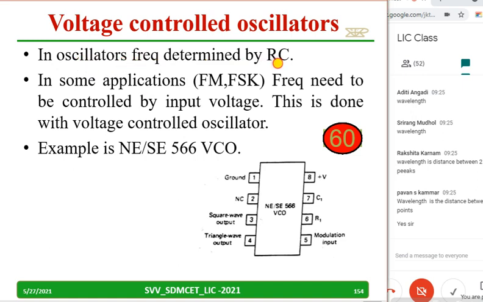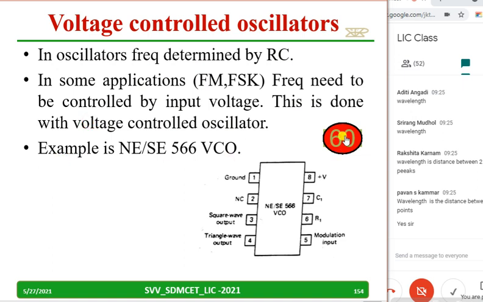Now, in oscillators, frequency is determined by the RC value, whatever we have discussed so far. In some applications, for example, just now asked, in frequency modulation, what is the FM? We have spent a little time to discuss that. There, the frequency needs to be controlled by the input voltage, the modulating signal voltage. This is done with a voltage controlled oscillator. It's basically an oscillator, but voltage controlled. Oscillations will be controlled by the input voltage you are applying.